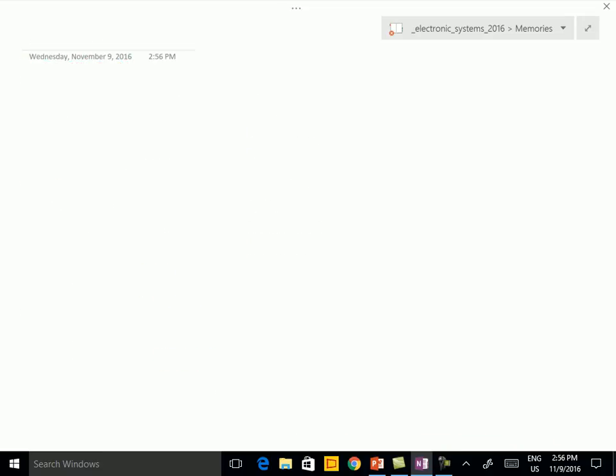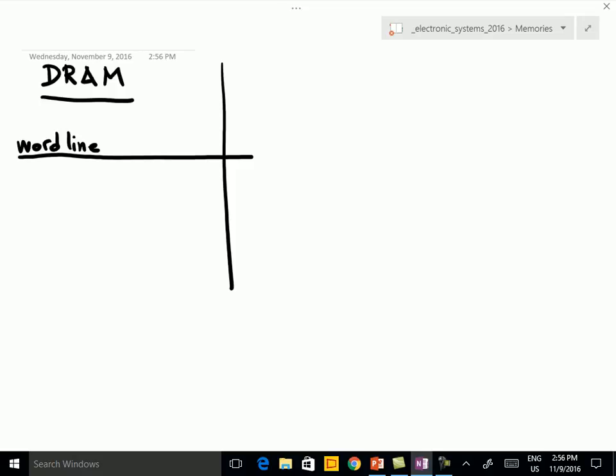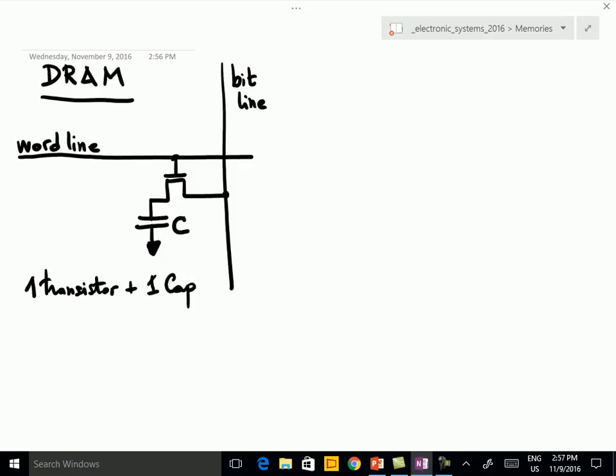Just to look at things in context, let's consider again a DRAM. As I mentioned before, we have a memory cell at each crossing of a word line with a bit line. So, at each crossing we have an NMOS transistor connected like this and a capacitance. So we have one transistor plus one capacitance per bit.